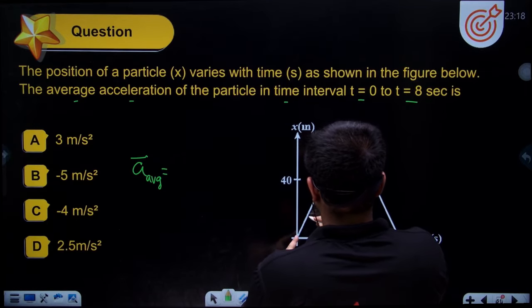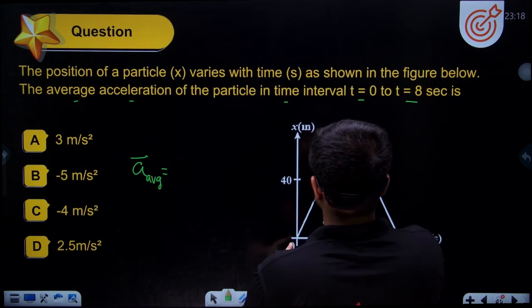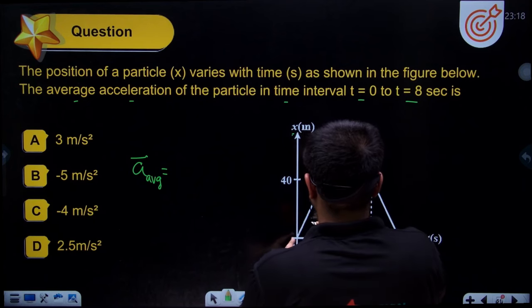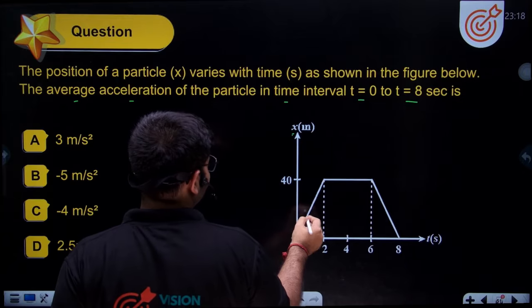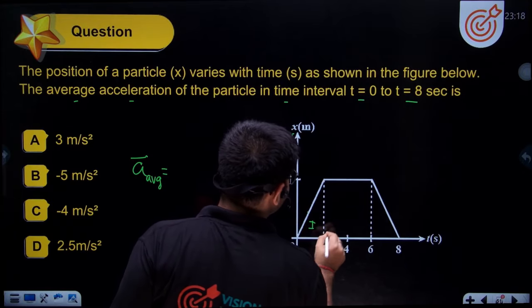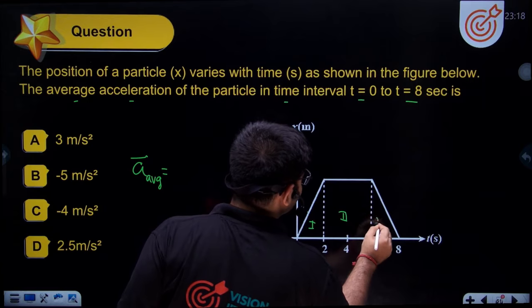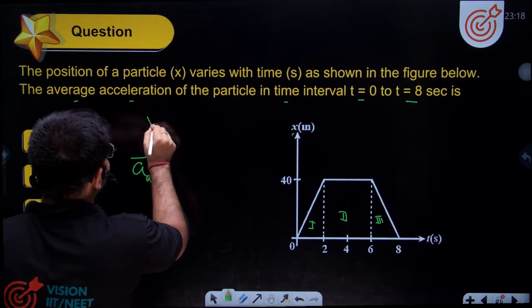Say, what is the velocity change here? So it is changing 40 minus 0. Okay, not the velocity change, position change, x. So 40 minus 0. So let us see the velocity here. Okay, so if this is my curve 1, this is my curve 2, and this is my curve 3. So velocity, let us find out first.